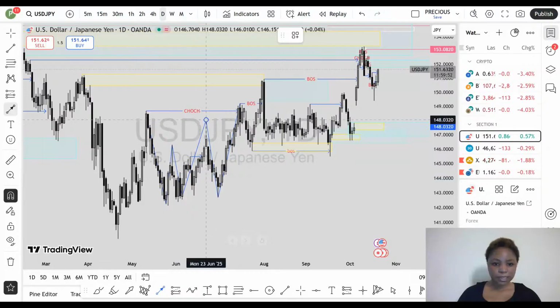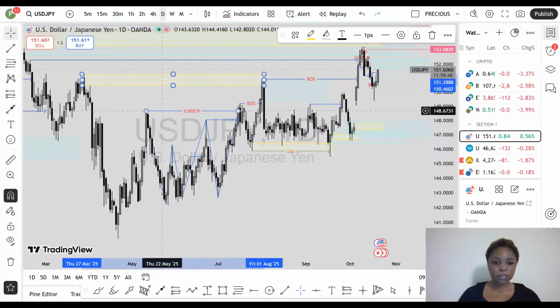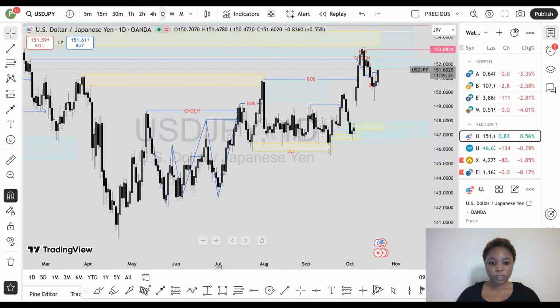This is an internal break of structure before market was able to give us this external change of character here on the daily time frame. Can you guys see? So now you know that for market to give us a change of character on the daily time frame, we are definitely in the bullish market.